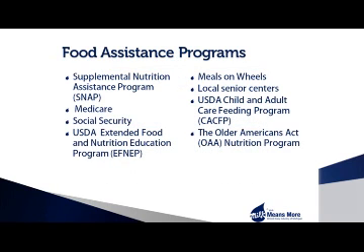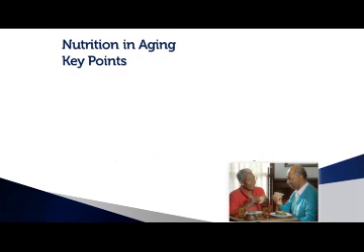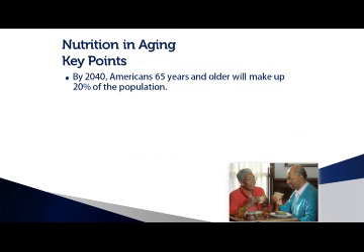Nutrition assistance programs are offered in most communities. Many can be used together. They serve a variety of populations to get people the nutrition needed to help optimize aging. The key points from this last section of the program are: by 2040, Americans 65 years and older will make up 20% of the population.